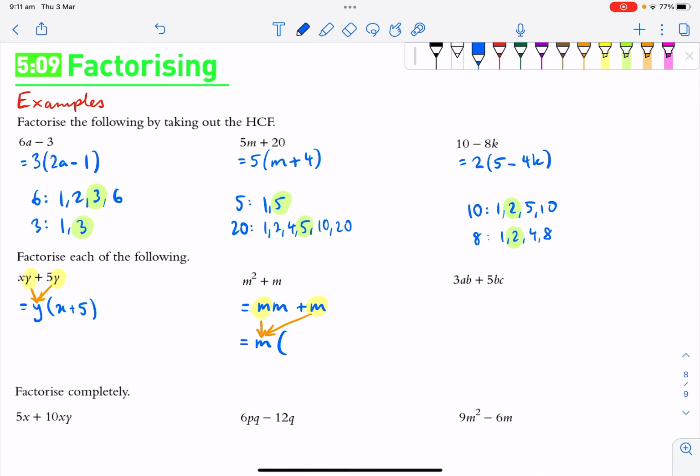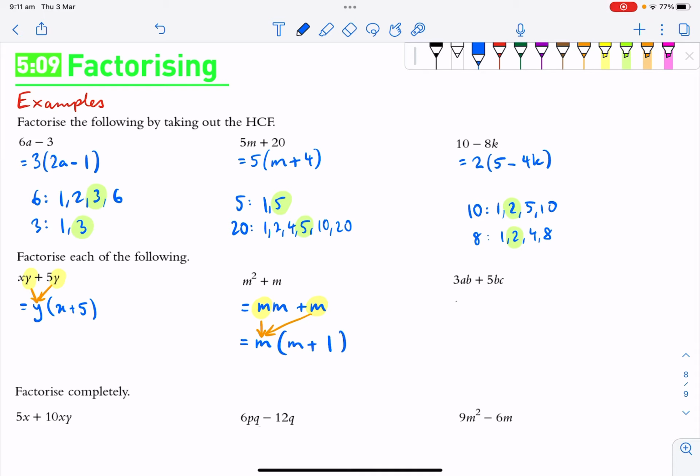So we have m, we have plus, and then we took our m out. What do we put in its place? What you have to do is ask yourself, what is m divided by m? And anything divided by itself is going to equal 1. So when you fully factor out a term, you just replace it with a 1, just like what I did here. And that's that.